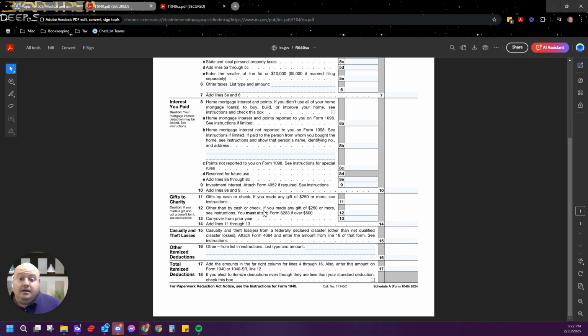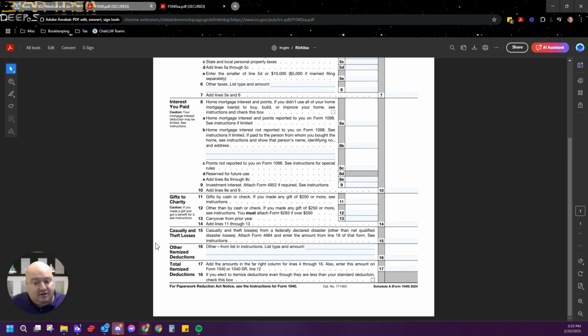If you donate clothing to Goodwill or Salvation Army, whatever stuff that you have that you want to get rid of, donate it to a charitable organization. In most cases, you would get to deduct the fair market value of those items. So you would put that here in this line.